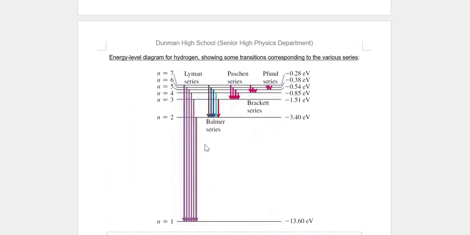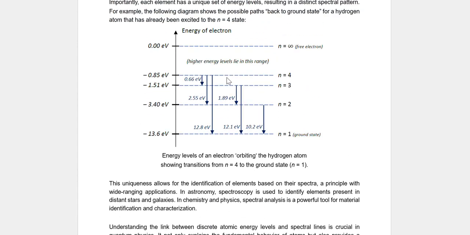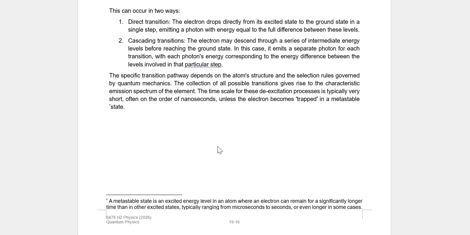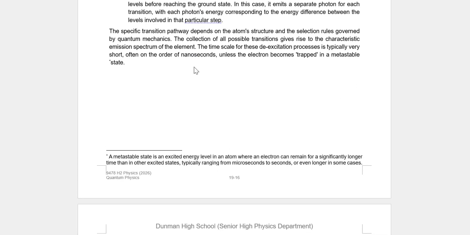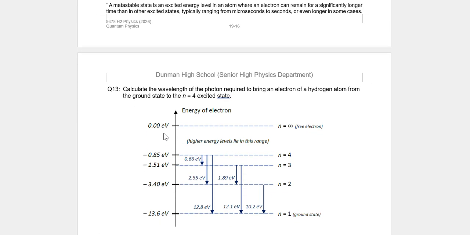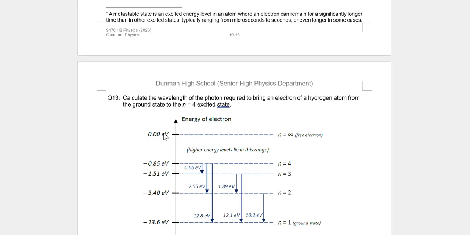Direct is your one shot, come down from 4 to 1. That's direct. Cascading is 4 to 3, 3 to 2, 2 to 1. Right, that's cascading. I won't talk too much about this. Metastable state, I think, is no longer very important. Last time we used to study a chapter that relates to metastable state, but I think currently it's not really important in your syllabus.